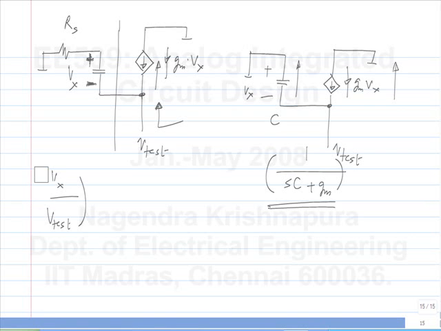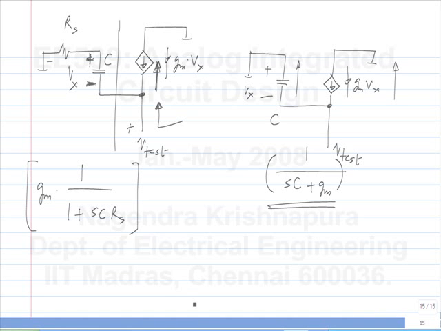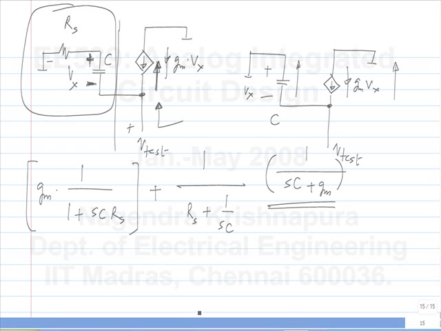So the analysis is pretty simple. Essentially, this current is Gm times Vx by Vtest. It's a low pass filter, just drawn differently. It's the voltage across the capacitor that we're interested in. So Gm times 1 by 1 plus SC Rs is the admittance contributed by this current. Plus whatever we have here appears in parallel. What is the admittance of this branch? It's the series combination of Rs and SC.